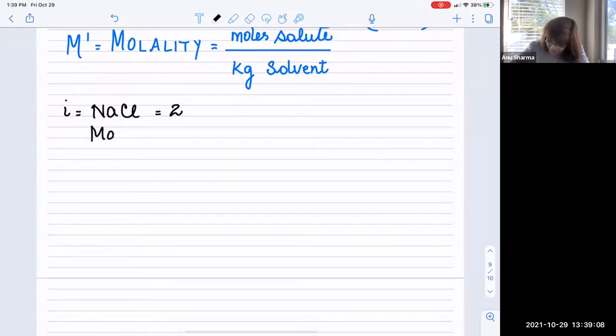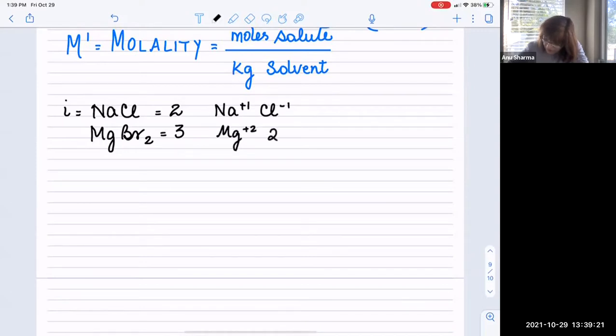If you have, for example, MgBr2, then this is 3. So 2 means 1 of sodium and 1 of chloride. This means 1 of magnesium and 2 of bromines.